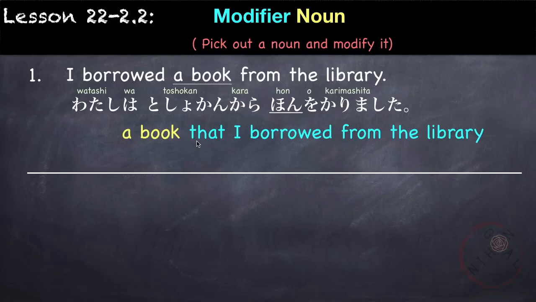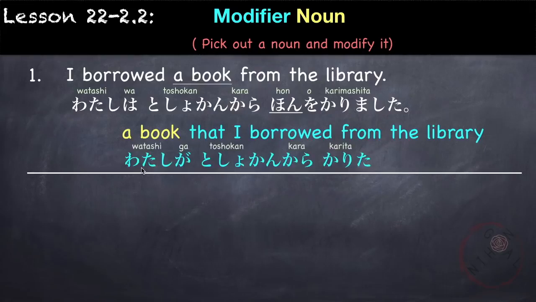So here we have the noun, and the blue one is the modifier. Again, the modifier should always come before the noun. 私が図書館から借りた. So this is our modifier. And the noun we're modifying is 本。私が図書館から借りた本。As you've noticed, we didn't put the particle o. So right now, this is just a normal modified noun, and we don't know how we're going to use it in a sentence. So as of now, we don't have any particle.